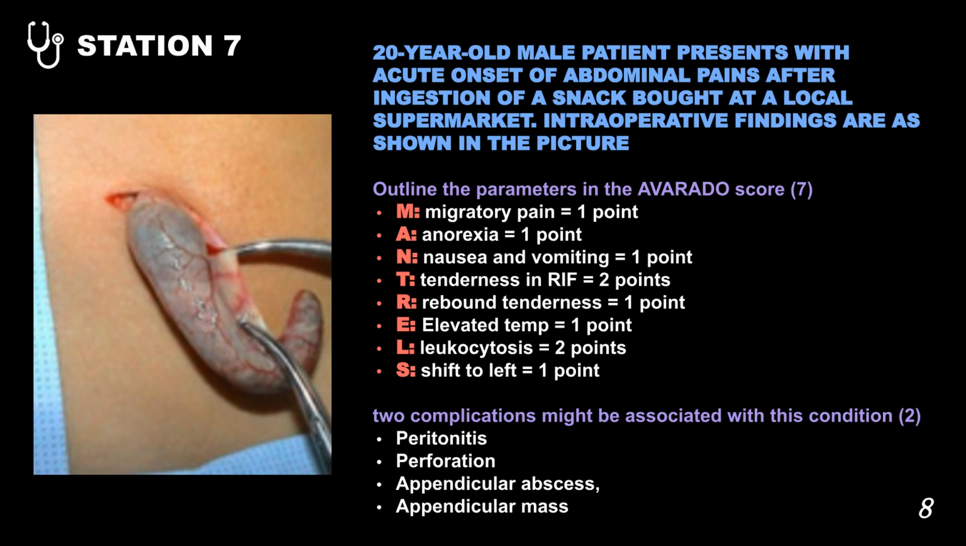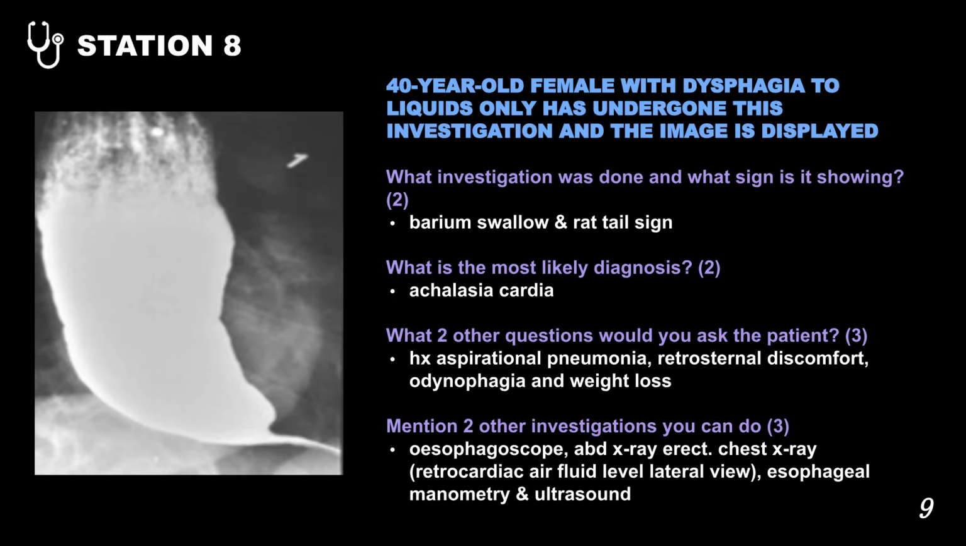Complications you should mention include perforation, peritonitis, appendicular abscess, and appendicular mass. Always provide at least 2, never leave easy marks behind. Next is a patient with dysphagia to liquids who undergoes a barium swallow, showing the classic rat tail sign. This points toward achalasia cardia, a condition in which the lower esophageal sphincter fails to relax.